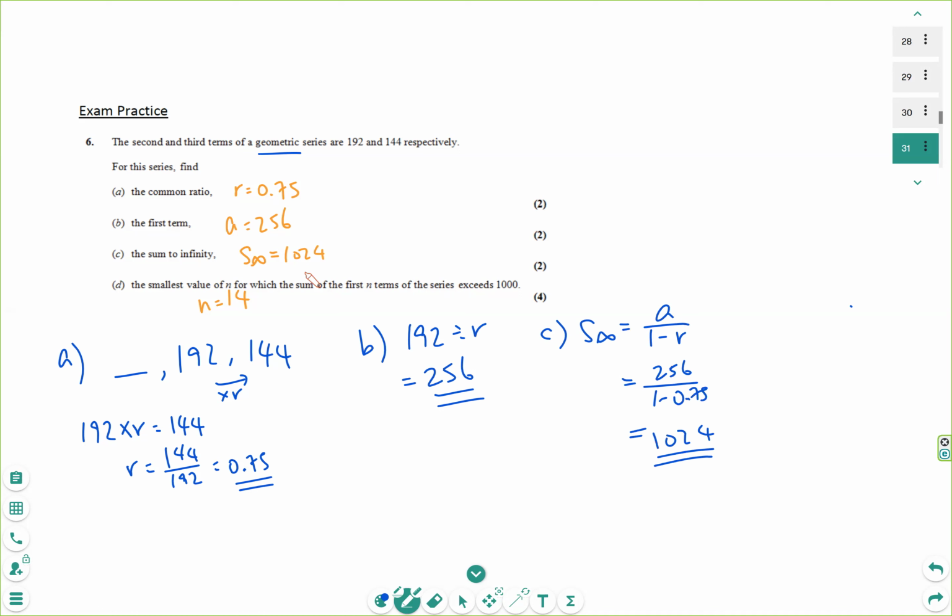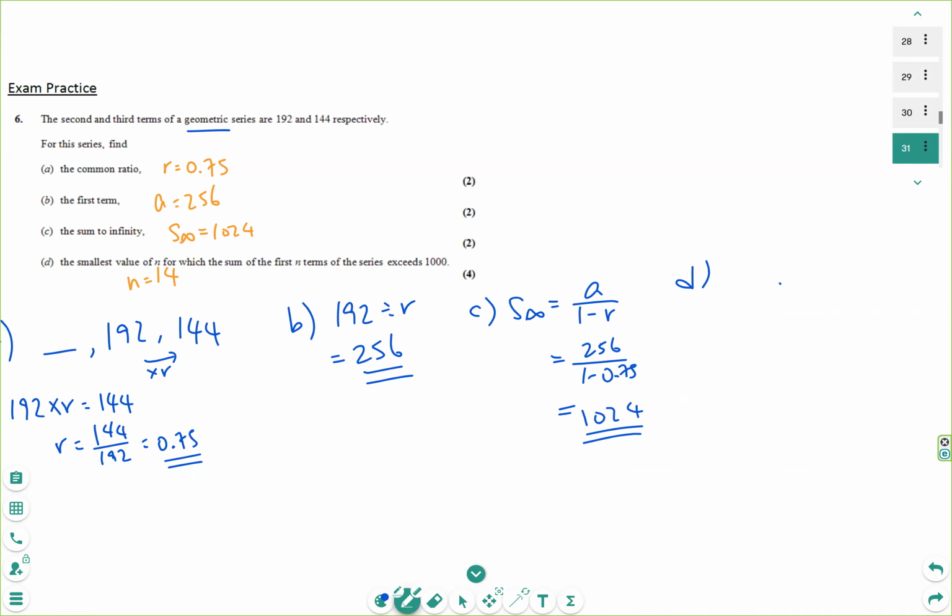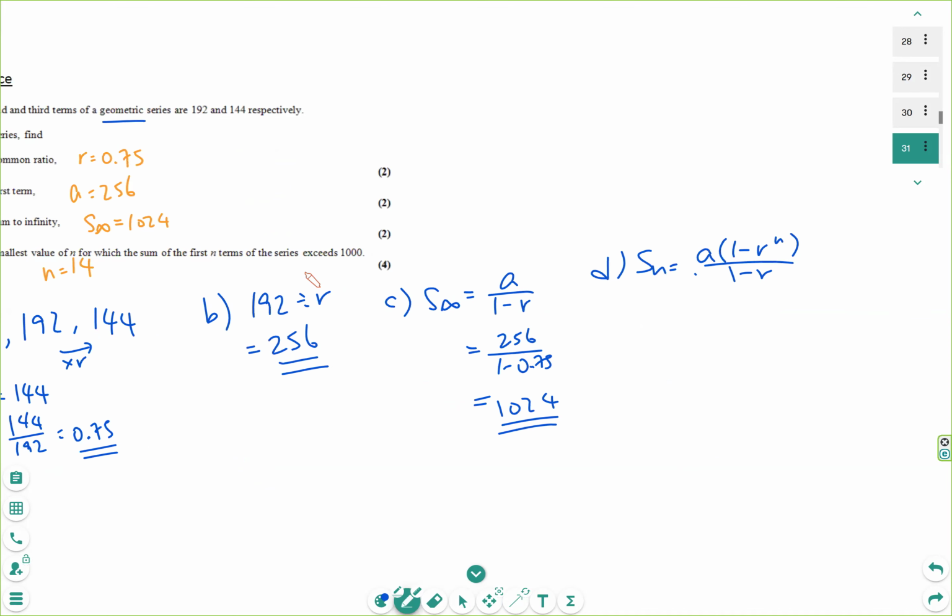And part D. Yes, I'm quite certain I've done this question before. Find the sum of the first n terms of the series that exceeds a thousand. So we know Sn equals a times 1 minus r to the power of n over 1 minus r. So let's sub in some numbers, and we know this has to exceed 1,000. Maybe the easiest thing to do is to let it equal 1,000 instead of making it greater than, so you don't have to worry about the sign of the inequality.